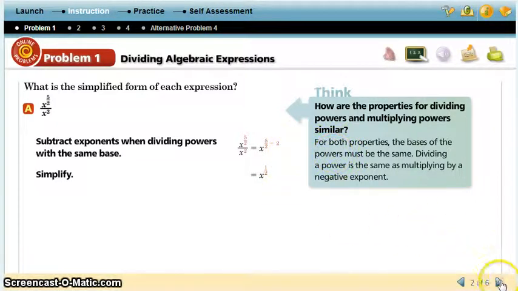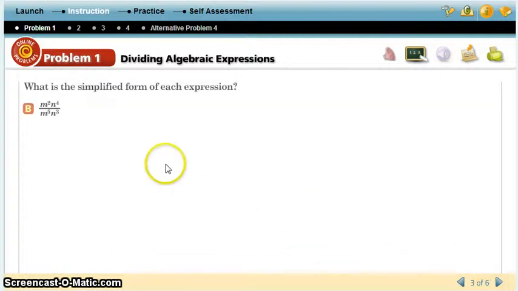All right, so let's look at another one here. Now, the difference in this one and the last examples is that this one actually has two different variables. We've got m and we have n. So what you could do is use my cursor and just cover up the n part here, and focus on one variable at a time. If we look at our m's, we have m squared divided by m to the 5th. Those are like bases, so I would have to subtract 2 and 5.